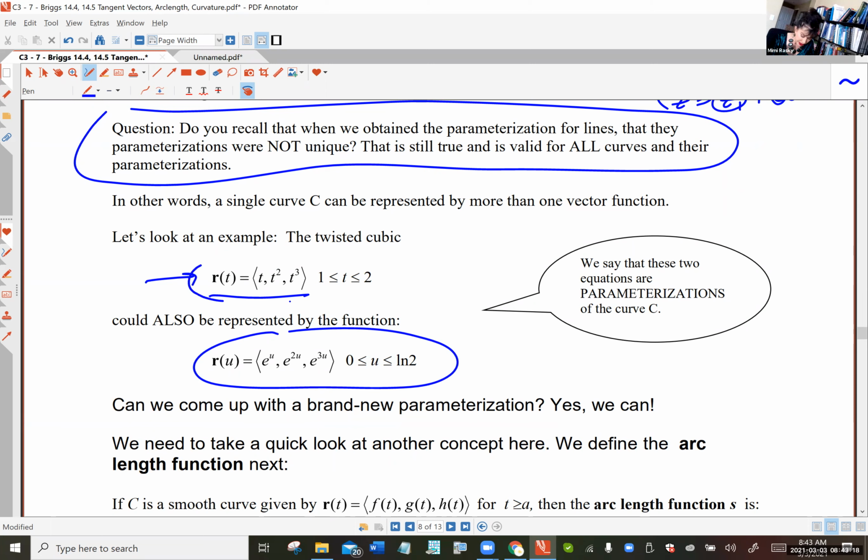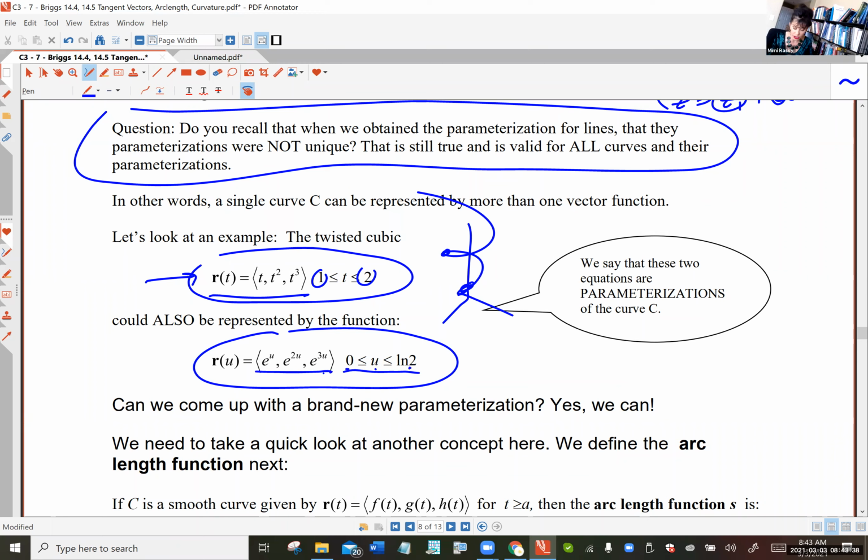So here, this was the curve, the twisted cubic. By the way, the twisted cubic looks kind of like that. I'll graph it for you in a second. But we're only going from 1 to 2, so it's only taking a little portion of the curve. And then you get the same portion of the curve if you start u at 0 and go to ln of 2 for this parameterization. So there's a brand new parameterization, but they both give you the same thing.